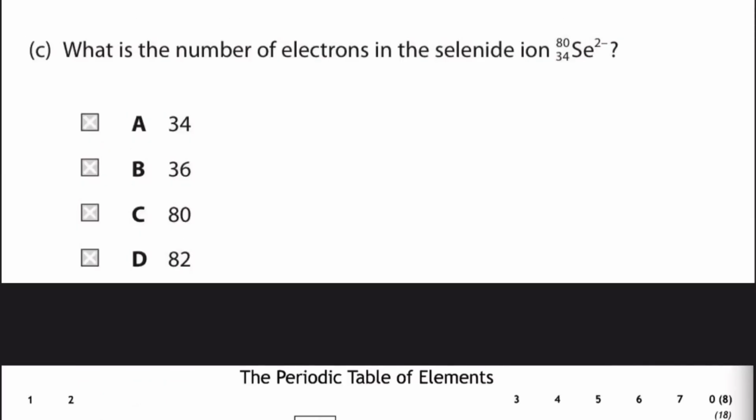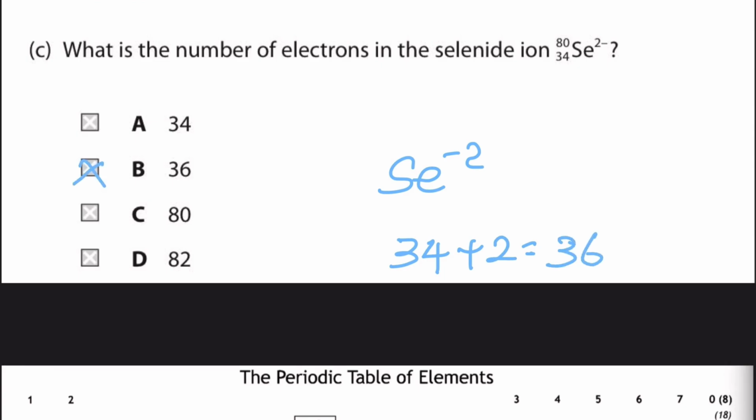Question C: how many electrons are in the selenide ion, Se2-? Neutral selenium has atomic number 34. That means it normally has 34 electrons. But notice this 2- charge. A negative charge means this atom has gained electrons. So 34 plus 2 is 36. The correct answer is option B. Negative ions gain electrons, positive ions lose electrons.